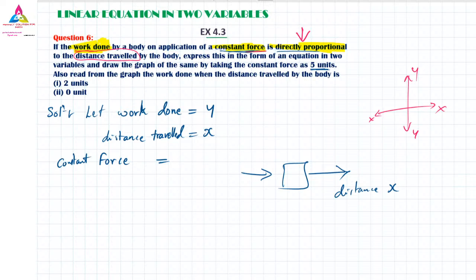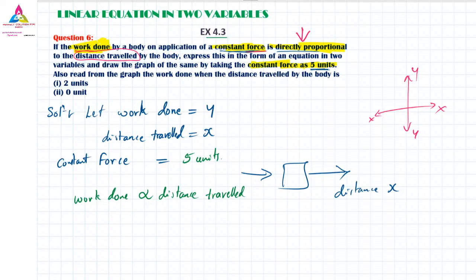See here, read the question again. Equation, two variables, draw the graph taking that the constant force is 5 units. So what is the constant force now? How much unit? 5 units. So constant force is 5 units. So now the work done, so I will write down, work done is directly proportional to distance traveled. Yes, directly proportional to distance traveled, not the force, distance traveled.